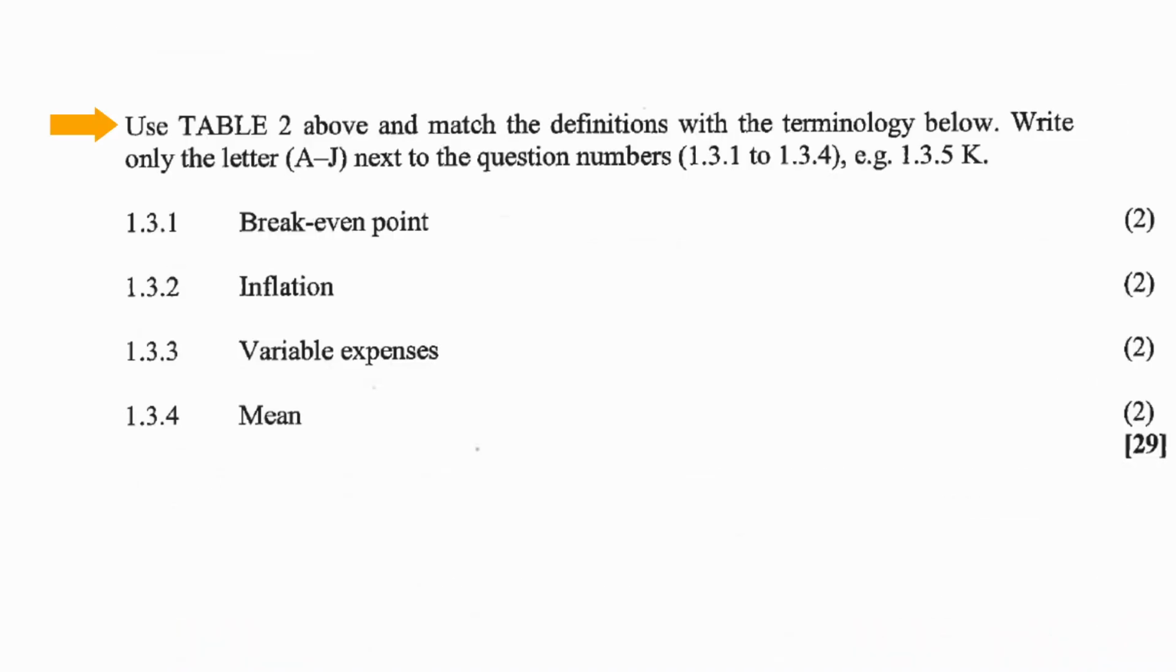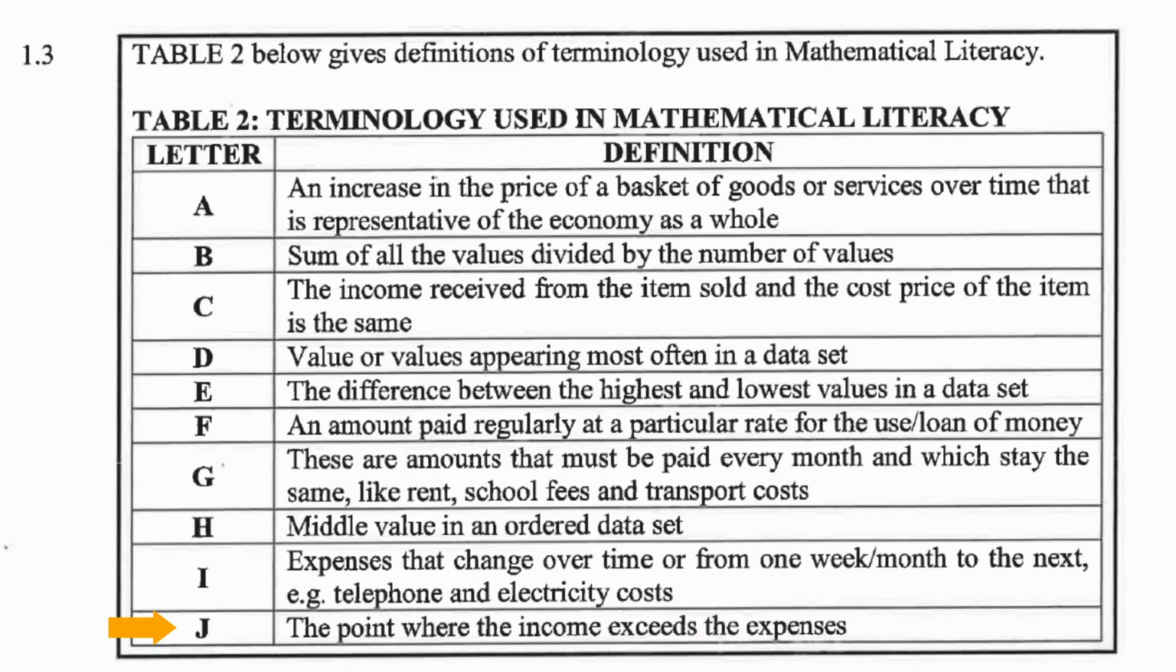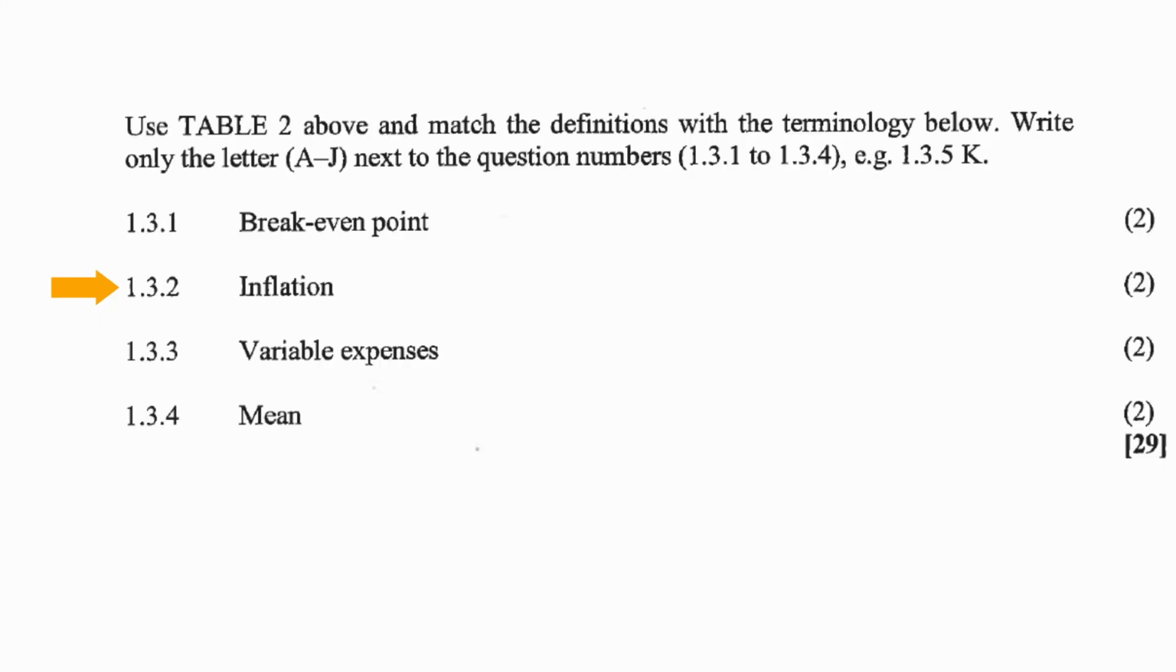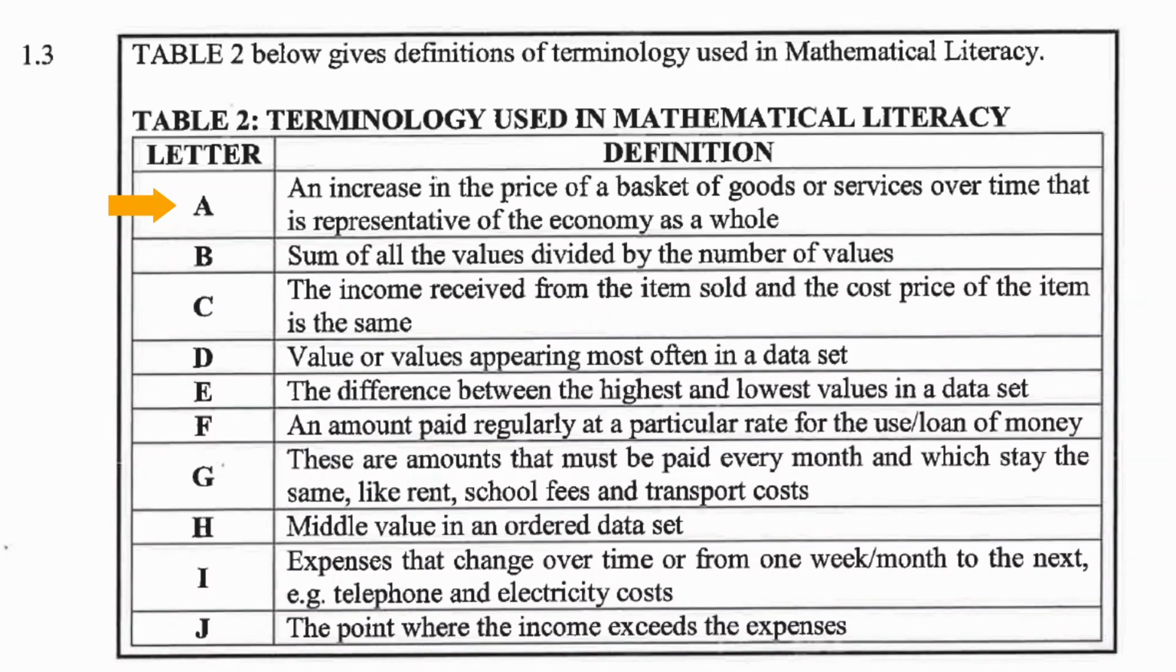We have to use Table 2 to match the definitions with the terminology below. In question 131, we have the term break-even point. The definition that matches this term is J, the point where the income exceeds the expenses. In question 132, we are given the term inflation. The definition of inflation is A, the increase in the price of a basket of goods or services over time that is representative of the economy as a whole.